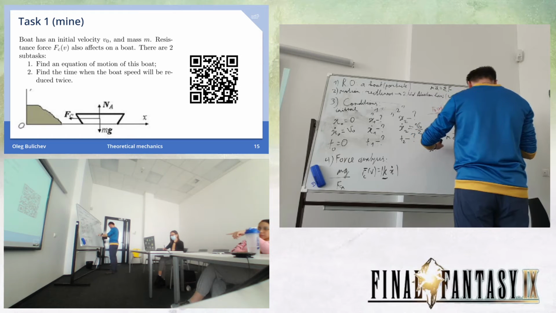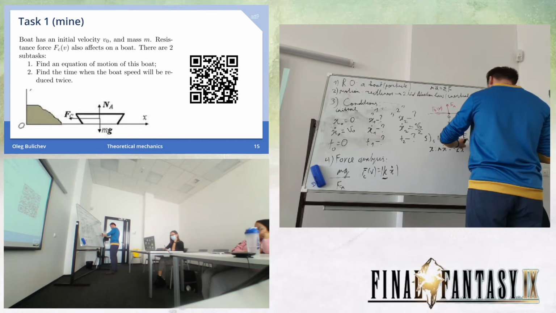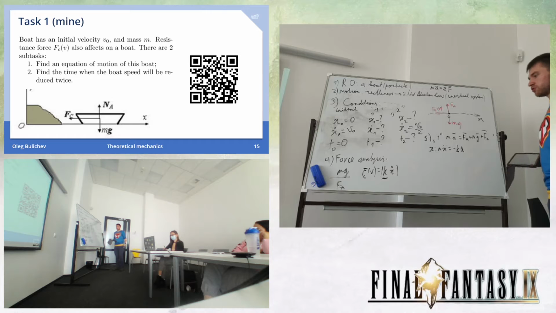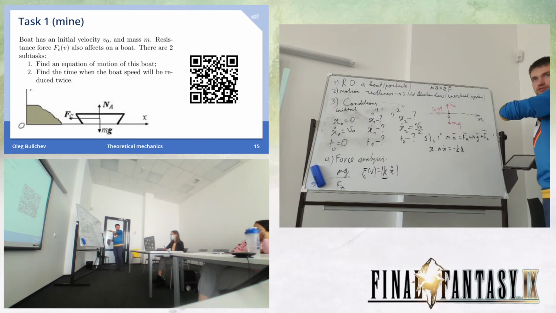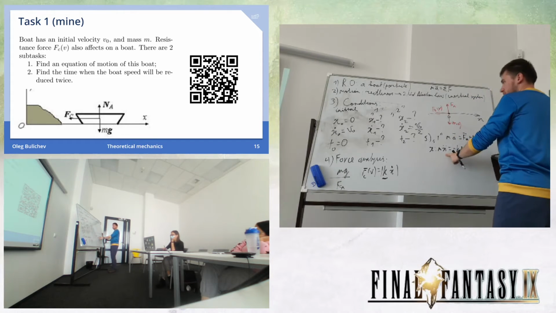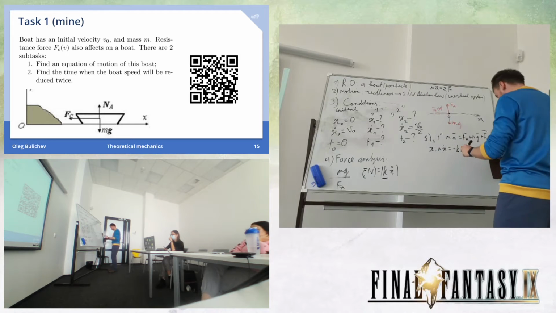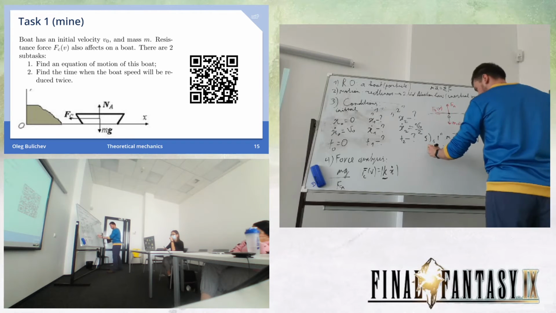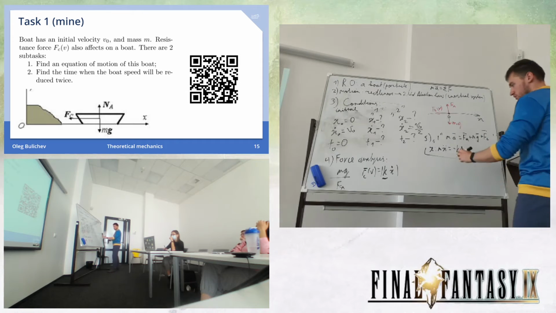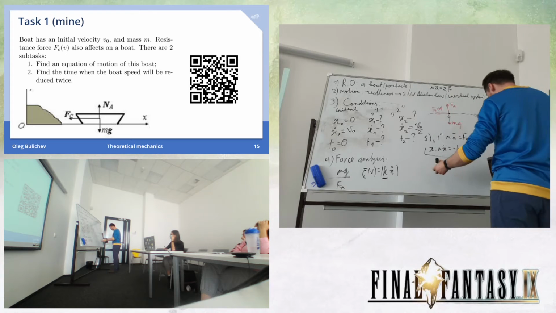X: m x2 dots equal to minus. We put these forces, but we don't need them because they are useless for our task, because x2 dot will be equal to 0, and it's just a useless equation for us. So we have the equation m x2 dot equal to x dot. Second dot. We are integrating this.